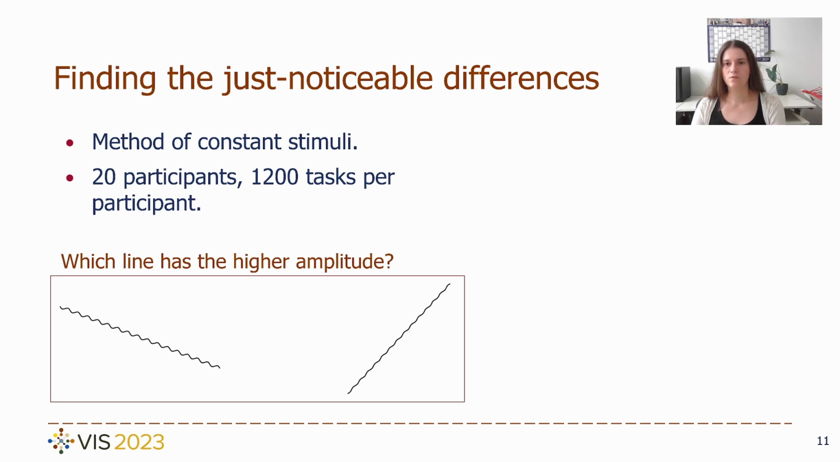When the lines are used in visualizations, the overall image is drastically more complex than 2 individual lines. The viewers should not need to analyze both lines in detail to come to an answer. For this study, we recruited 20 participants. Each participant had to do 1,200 tasks.